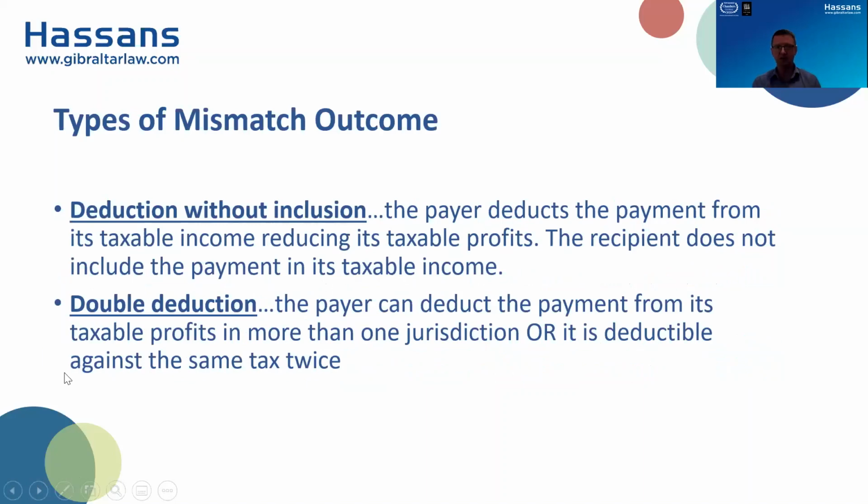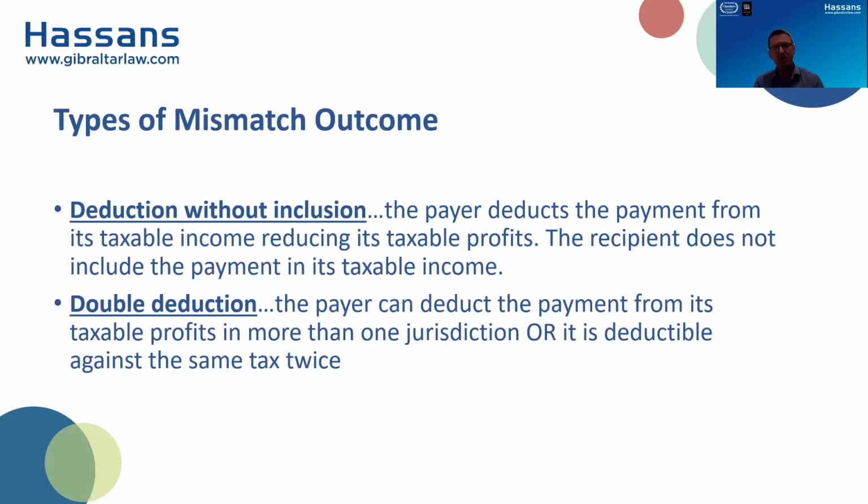So there are various types of mismatch outcome. And remember, we're looking for outcomes. The outcome is what's important, not how we arrive at it. So first of all, we have a situation where there is a deduction in one jurisdiction and no inclusion in the second jurisdiction. That is, the payer of the payment deducts the payment from its taxable income, reducing its taxable profits. The recipient does not include the payment in its taxable income. So if we have a partnership in receipt, then that would not be including it in its taxable income. A limited partnership would not be including it in its taxable income, but the payer would be deducting.